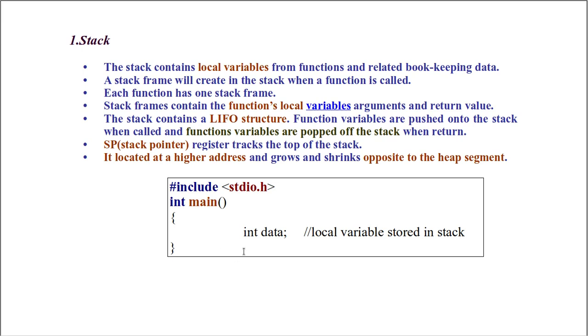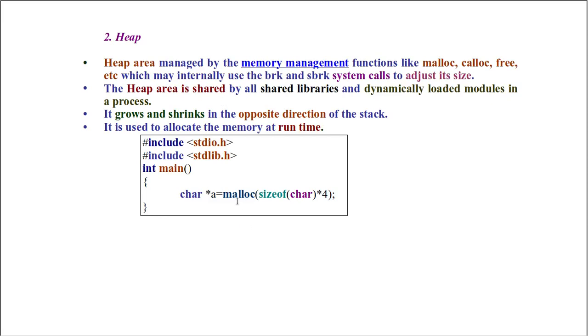All your local variables, here int data is a local variable, are stored inside the stack. The heap section is managed by memory management functions such as malloc, calloc and free. It internally uses the BRK and SBRK system calls to adjust its size, which we will talk about in much more detail in the data structure chapters or in operating systems when we discuss system calls. The heap area is shared by the shared libraries and dynamic loaders in the process. The heap section grows and shrinks in the opposite direction of the stack. For example, if your stack grows downward, it will move upward.